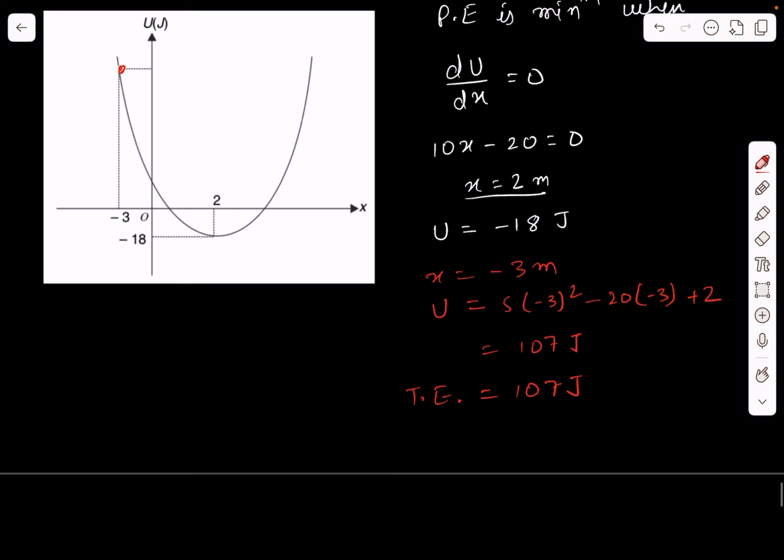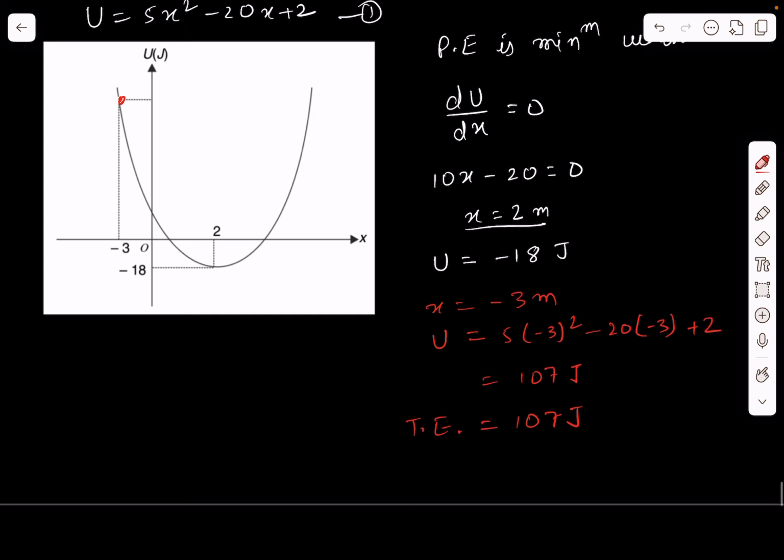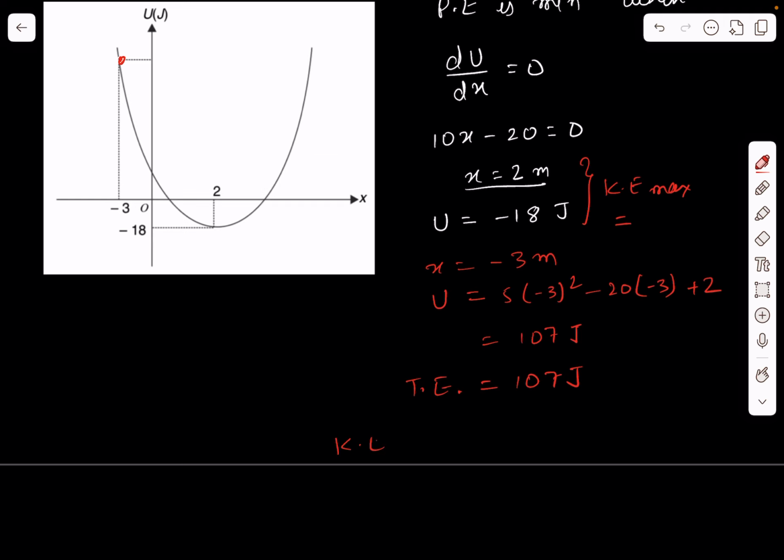So since the kinetic energy is 0 initially and the potential energy at that instant is 107 joule, the total energy is 107 joule only, and this total energy will remain conserved as it is a conservative force. So at x equal to plus 2, when the potential energy is minimum, the kinetic energy at this instant must be maximum, and this maximum kinetic energy can be found simply by subtracting the minimum potential energy from the total energy.